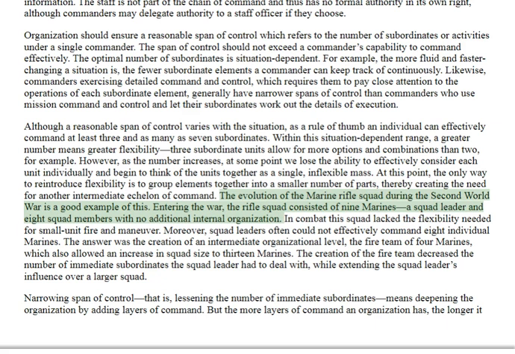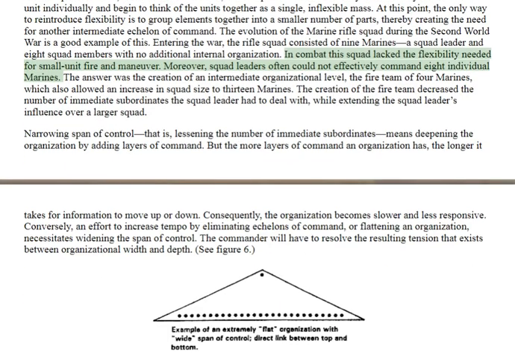The evolution of the Marine Rifle Squad during the Second World War is a good example of this. Entering the war, the Rifle Squad consisted of 9 Marines, a squad leader and 8 squad members with no additional internal organization. In combat, this squad lacked the flexibility needed for small unit fire and maneuver. Moreover, squad leaders often could not effectively command 8 individual Marines. The answer was the creation of an intermediate organizational level, the fire team of 4 Marines, which also allowed an increase in squad size to 13 Marines.